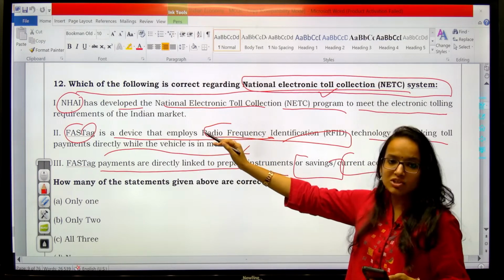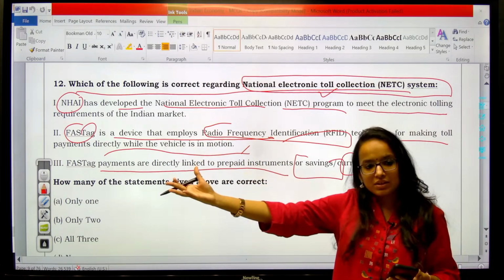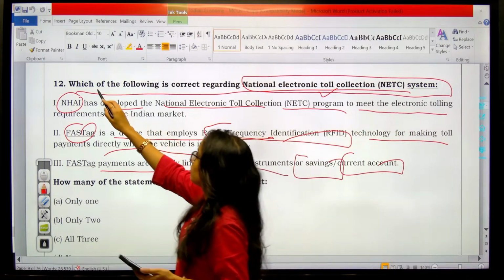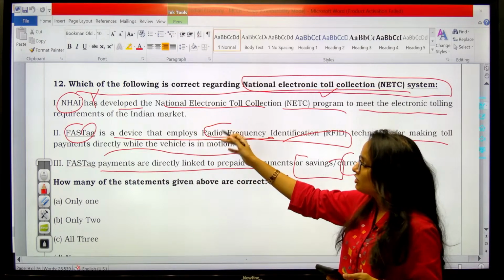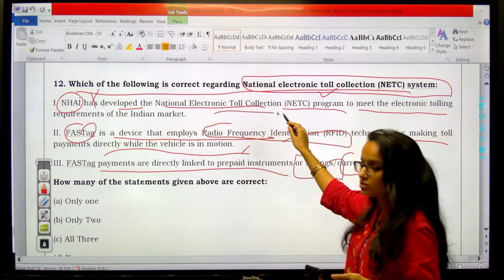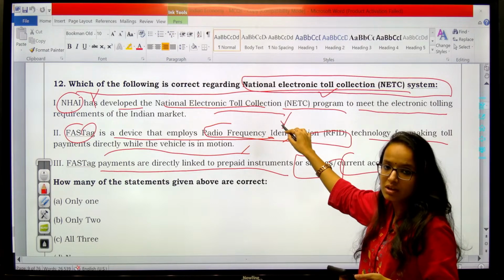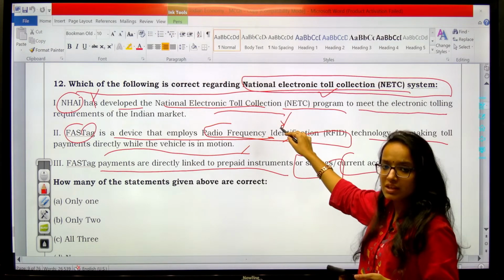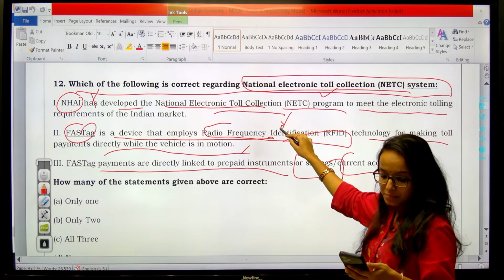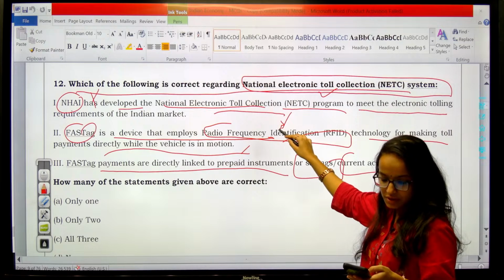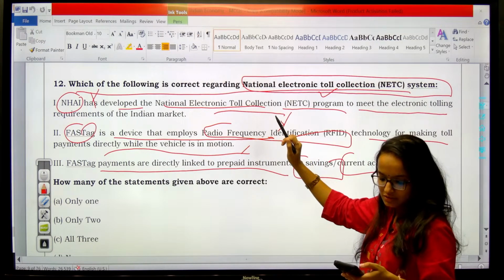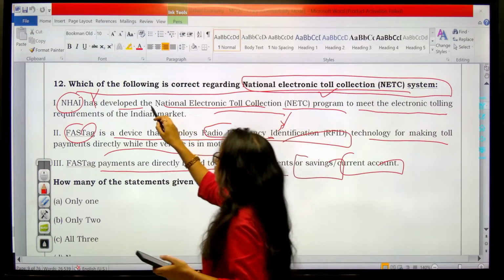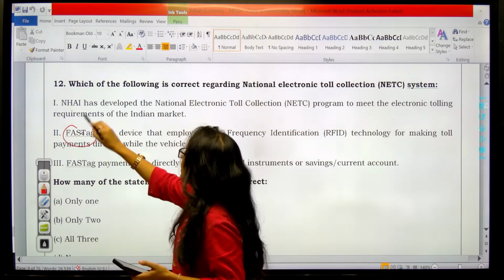Now see here, NHAI. So this is developed by this, NHAI here is wrong. The statement says NHAI has developed the National Electronic Toll Collection System. No, it is wrong. It has been developed by the National Payments Corporation of India, NPCI. Alright, so NHAI here will be wrong. Second statement says FASTag, this is wrong.